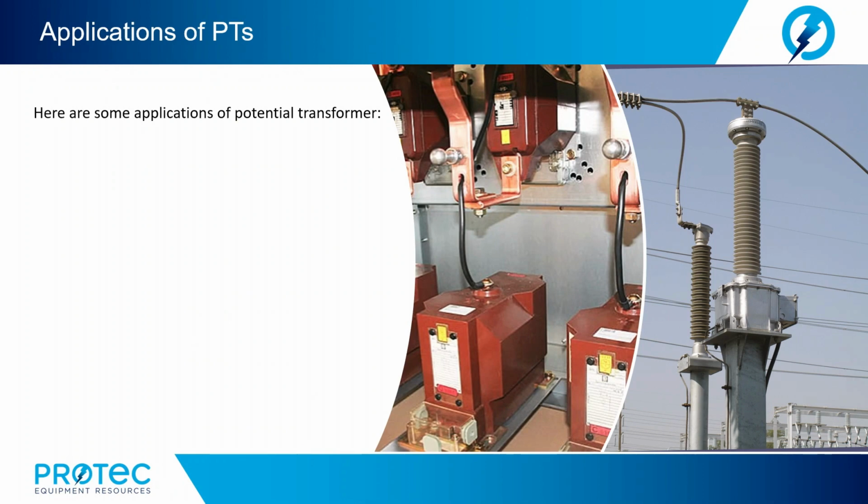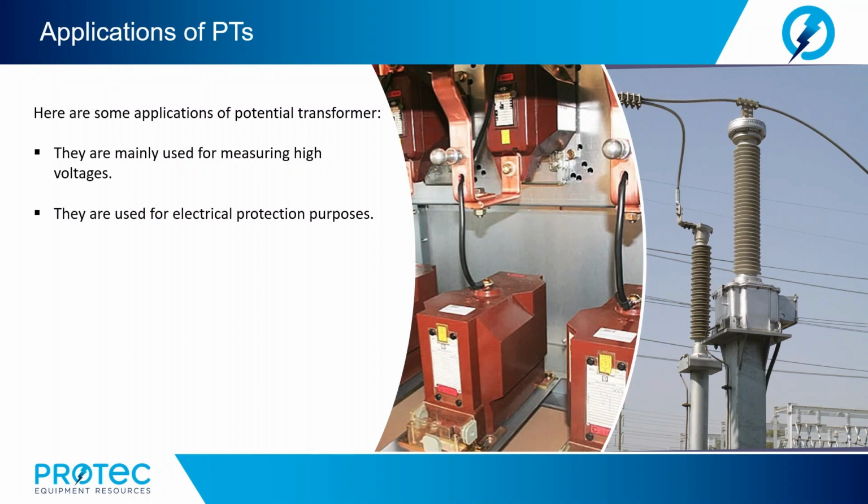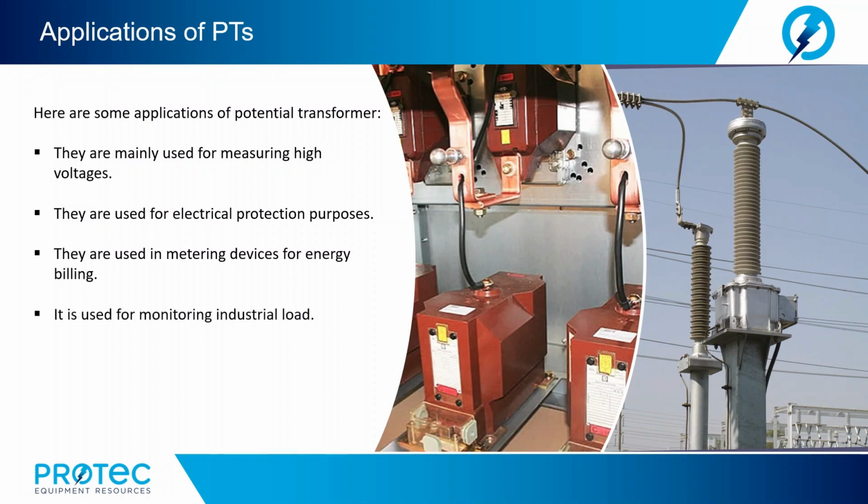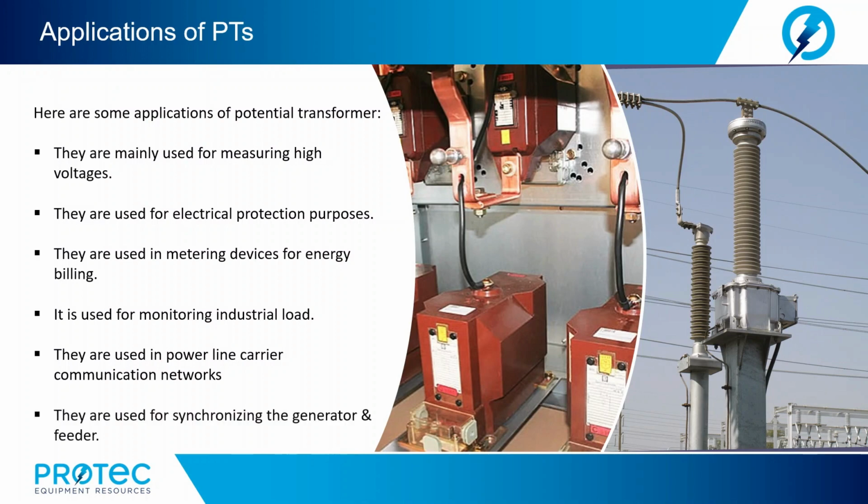All right, here are some applications of potential transformers. They are mainly used for measuring high voltages. They are used for electrical protection purposes. They are used in metering devices for energy billing. It is used for monitoring industrial load. They are used in power line carrier communication networks. They are used for synchronizing the generator and feeder.